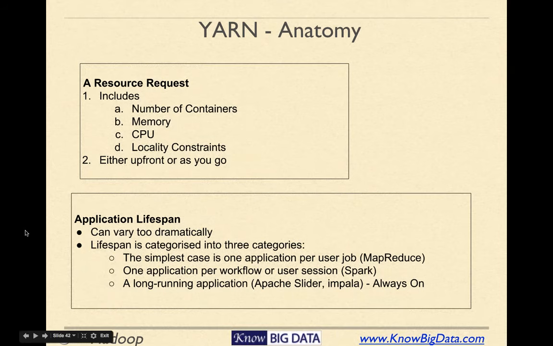Now the application's lifespan could vary dramatically. There are some applications which keep running forever, and then there are some applications which run only for a few seconds. Generally the lifespan of an application falls into three kinds. One is one application per user. Another is one application per workflow, meaning you started a session and keep on working. And the third one is long running.